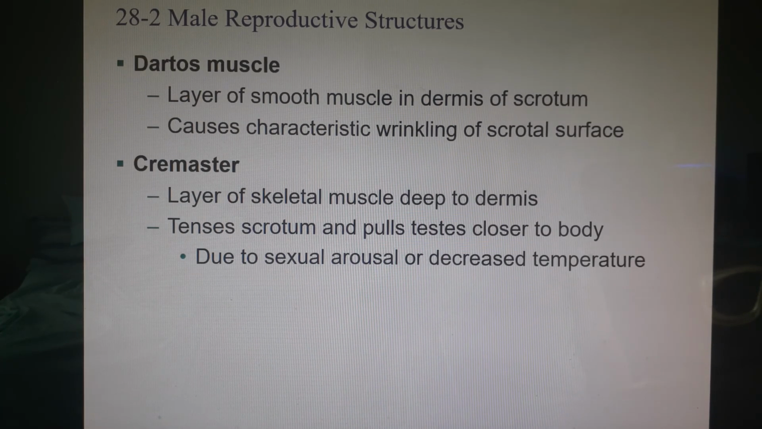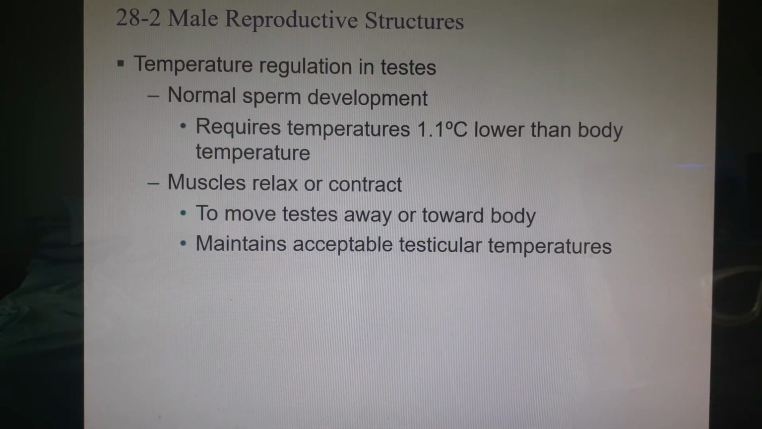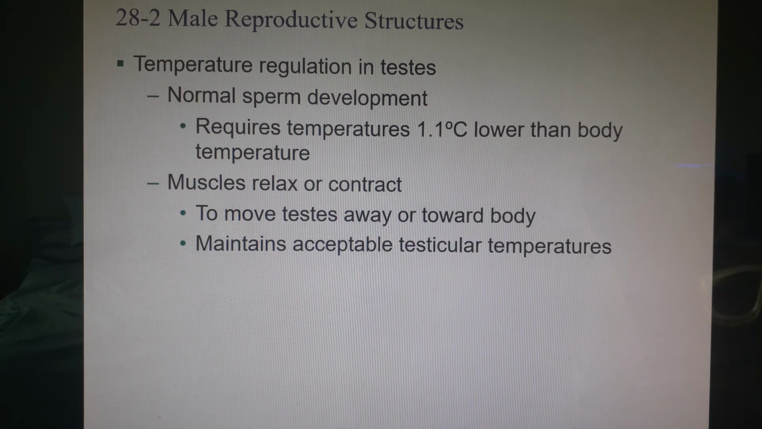Again, the dartos muscle is in the dermis of the scrotum and makes the scrotum look wrinkly. And the cremaster muscle is skeletal muscle that is able to lift and lower the testes closer or farther away from the body. So again, normal sperm development requires the temperature to be 1.1 degrees Celsius lower than body temperature. So we have the scrotum there to keep the testicles away from the body. That gives us optimal sperm development and best chance of creating babies. Remember, your body says make a baby, make a baby, make a baby.